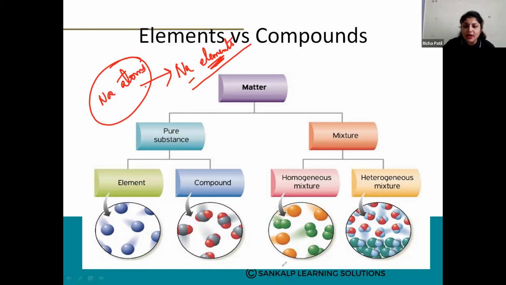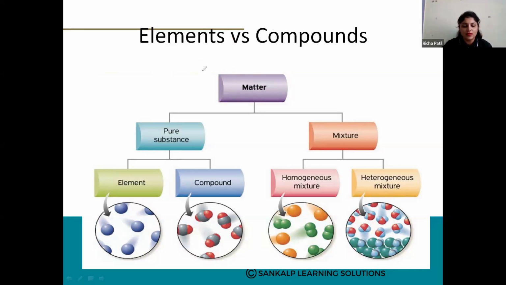What do you mean by compound? A compound is a substance which is made up of two or more different elements. So what is the difference between element and compound? An element is made up of entirely one type of atom, and a compound is made up of two or more different elements.